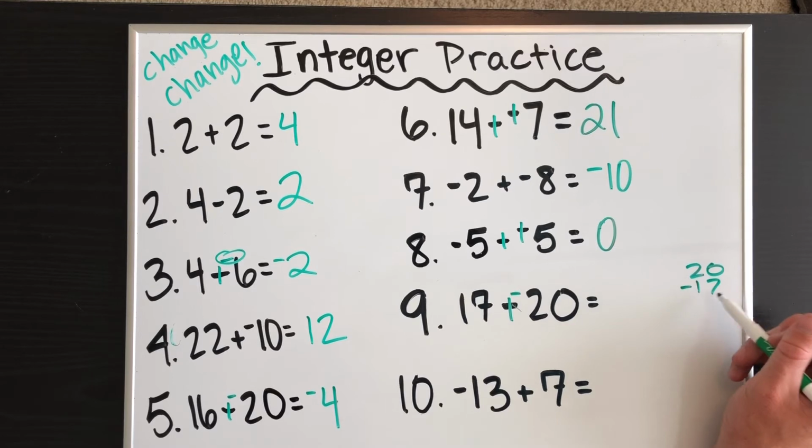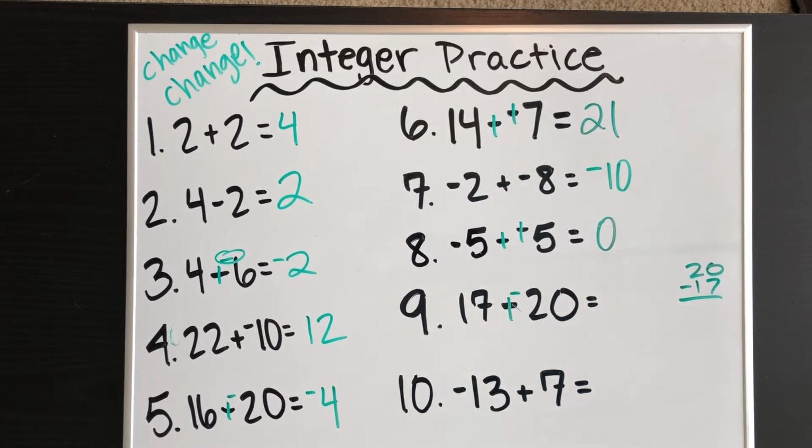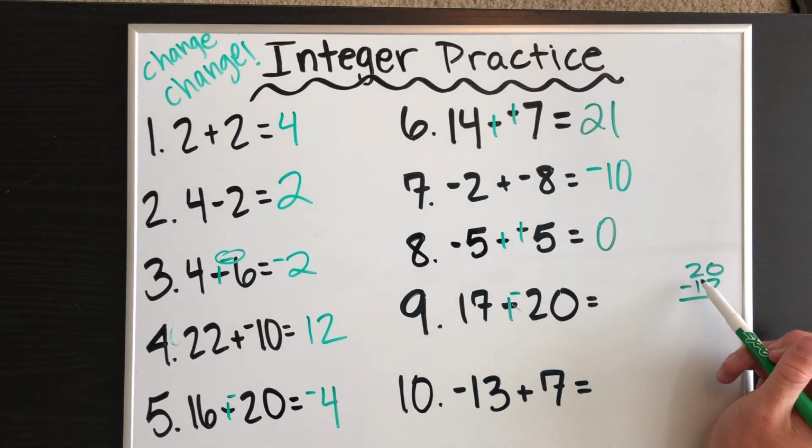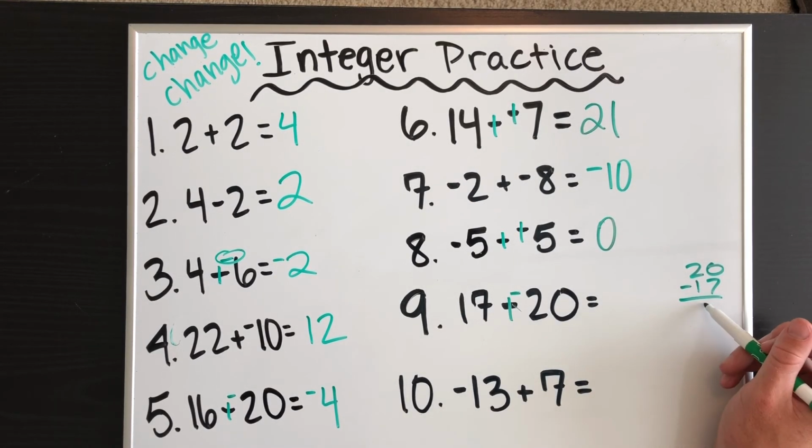20 minus 17. My dog is, what are you doing? You're biting my shoelace. 20 minus 17 is 3, okay?